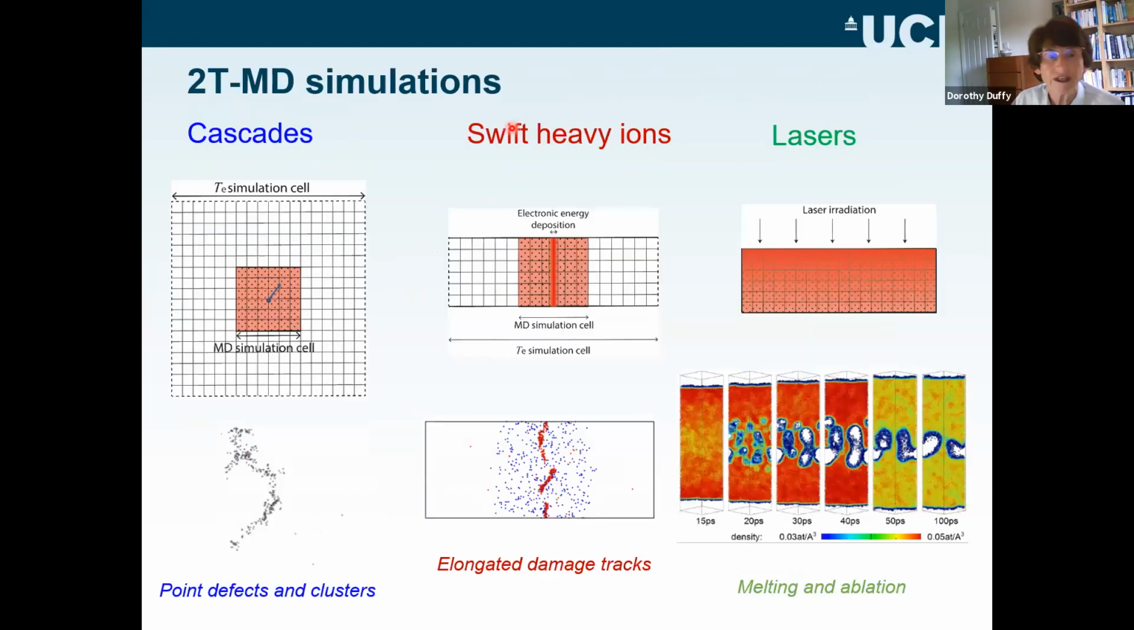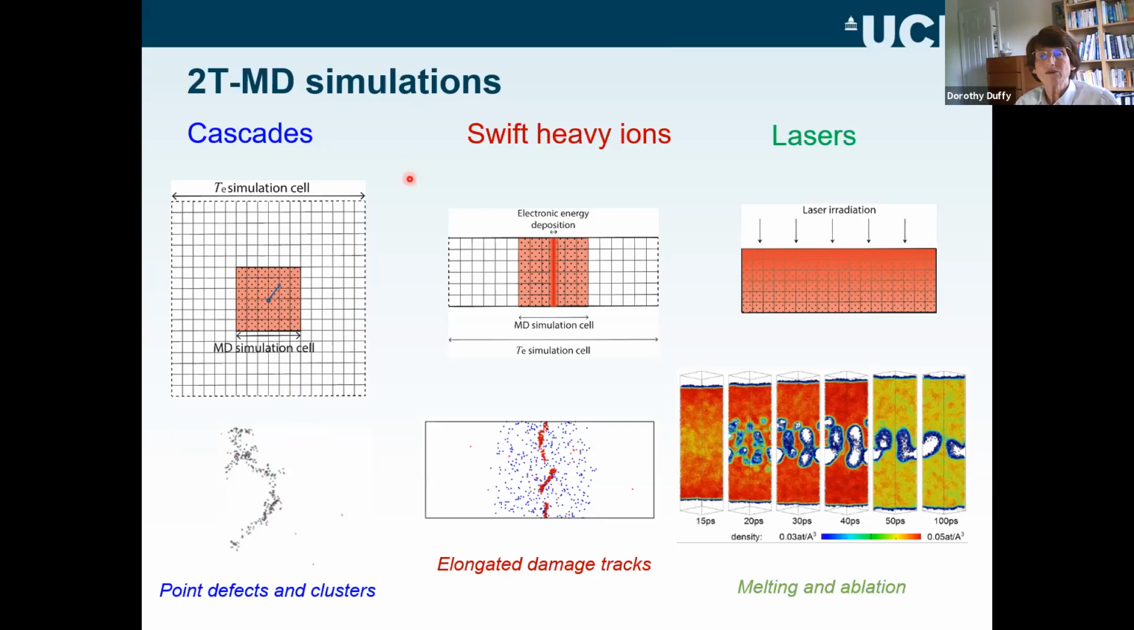So initially, as I said, we wanted to look at some radiation effects, where they were basically including these electronic effects in our cascade simulations. And this is a picture, I think, of the paper from a collaboration with Martin Duffy and people from Queen Mary. And what you get out of this is basically point defects and clusters of defects.